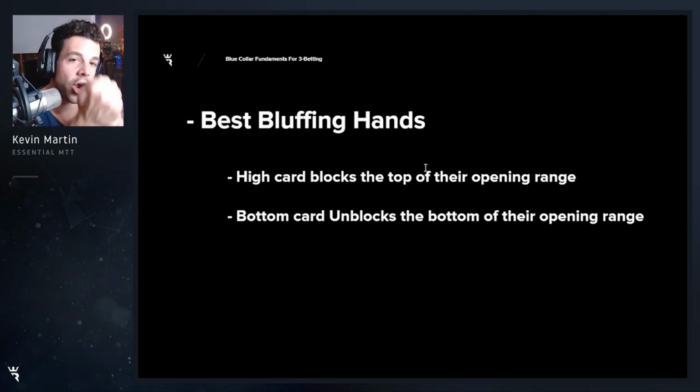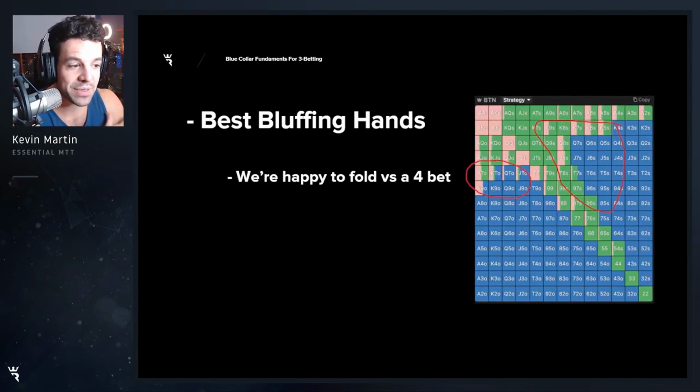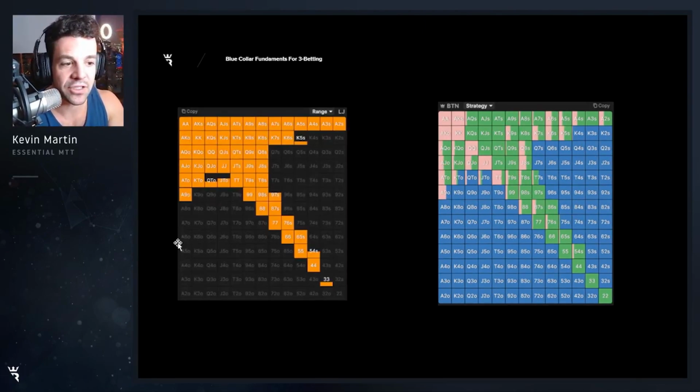We really want our high card to block the top of their opening range. At the same time, we get massive bonus points if our bottom card unblocks the bottom of their opening range. There's a very specific reason why we 3-bet bluff these hands when we're polar. We have a high card that blocks the top of our opponent's range, and then our undercard unblocks the bottom of their opening range. Let's look at this example again.